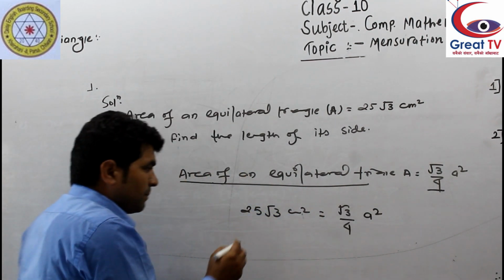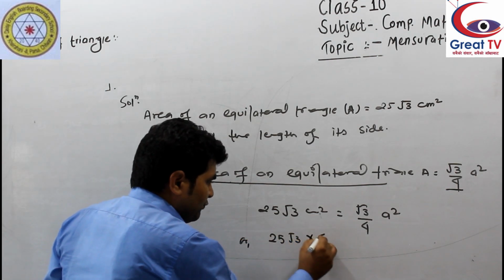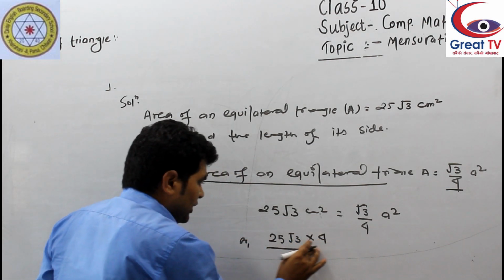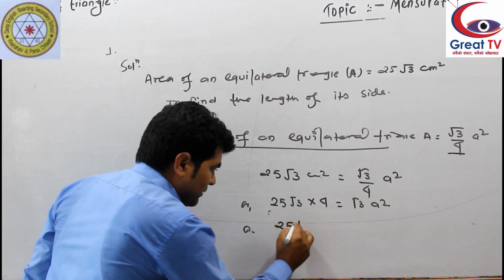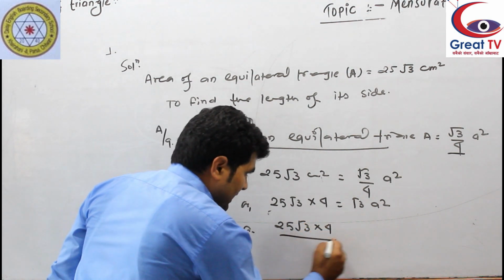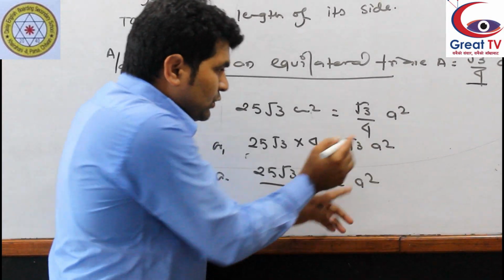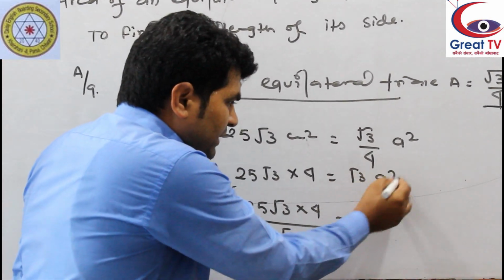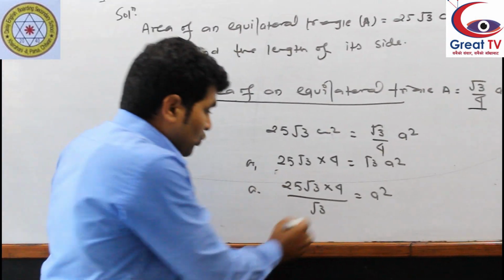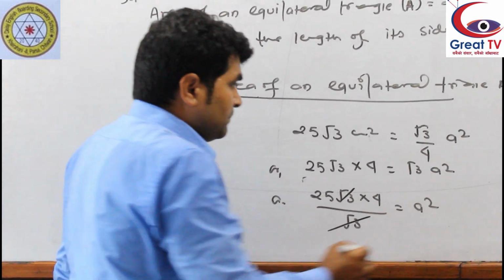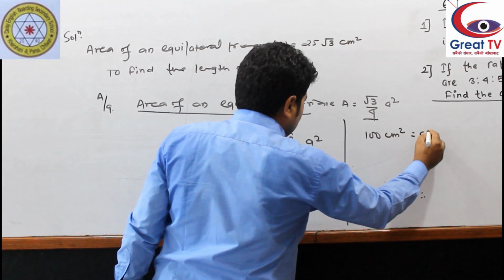a means side. Now 25 root 3 into 4 divided by root 3 equals a square. How to find the value of a? How can we free the variable from the constants? Root 3 goes to the other side in divided form, so we can eliminate root 3. Now 25 times 4 is 100, cm square equal to a square.